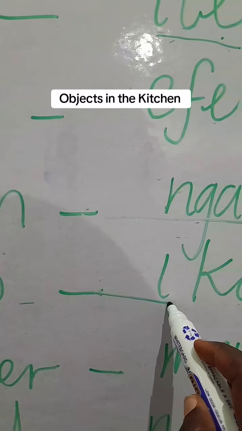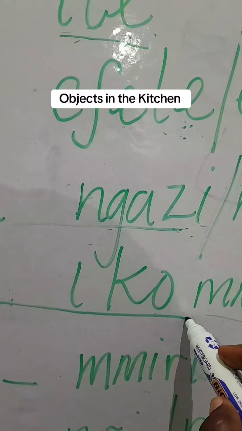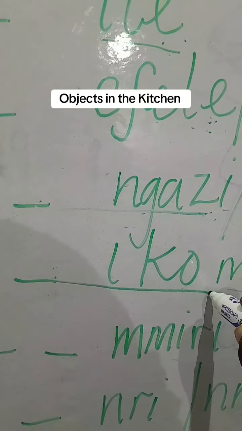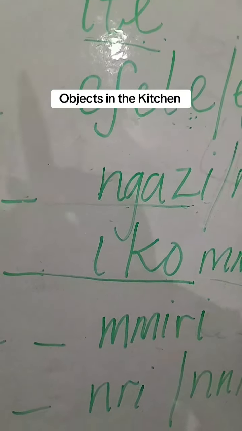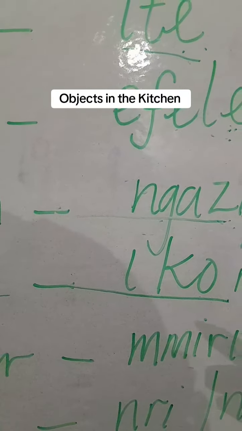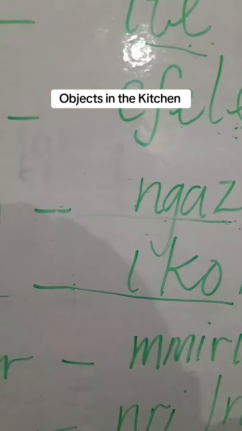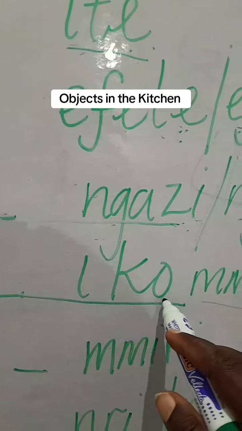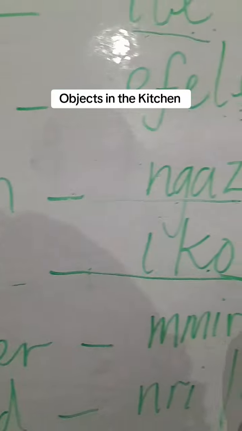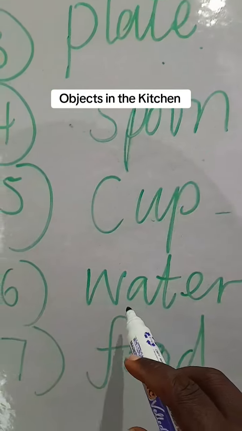We have cup. What we call cup in Igbo is iko. Now, you'll be able to determine whether it's iko generally. You have cups for different things, whether it's a cup for wine or any other cup, however you want to put it. So we have iko mmiri. Mmiri means water.